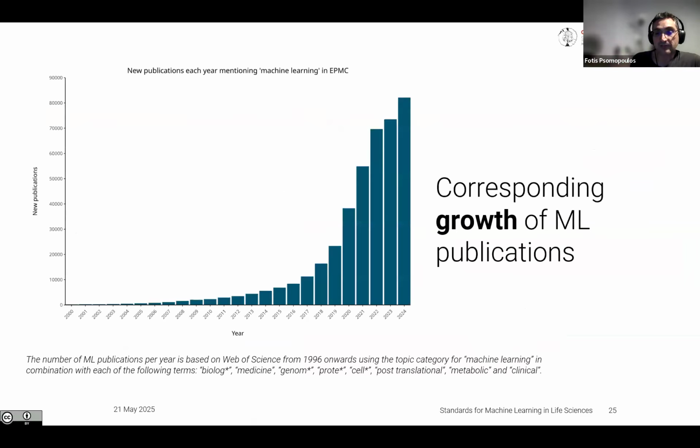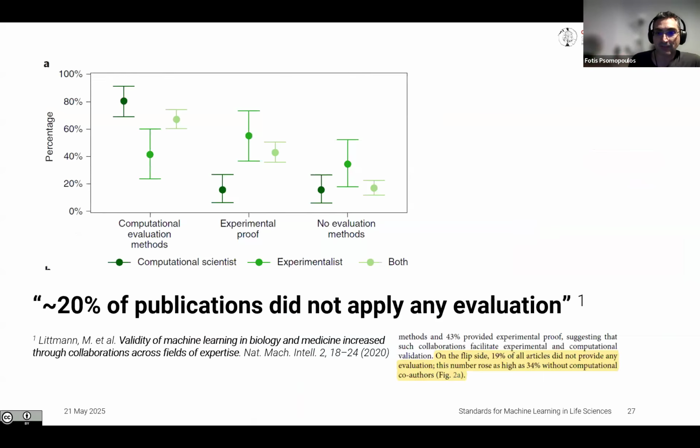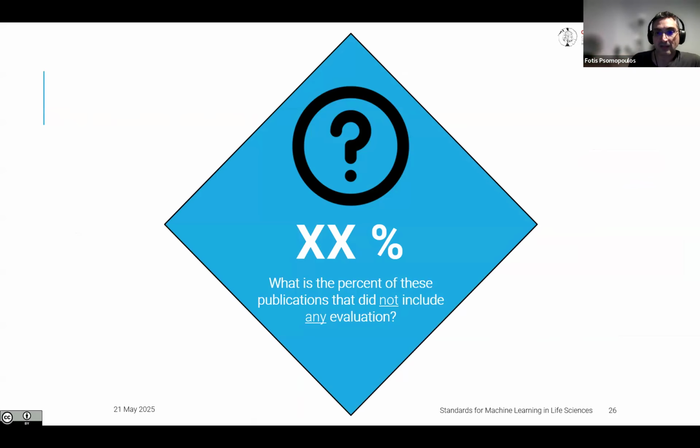So DOME recommendations are essentially a set of good practices that rely on the fact that there is an enormous growth of publications for machine learning, and this is just until 2024. If you look at the query, it's already constrained enough, and it has a very inherent problem. The question, and this is where I'm asking the audience: what is the percentage of these publications that actually have no evaluation whatsoever?